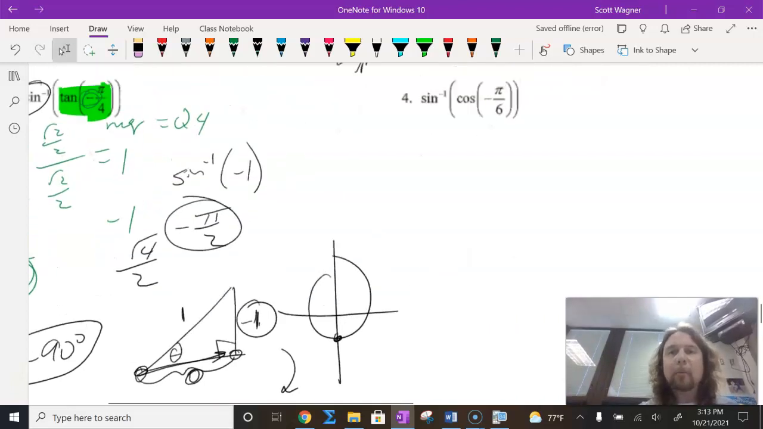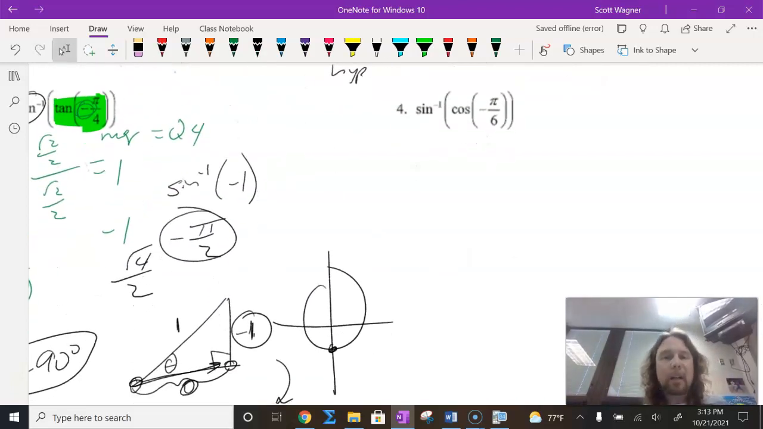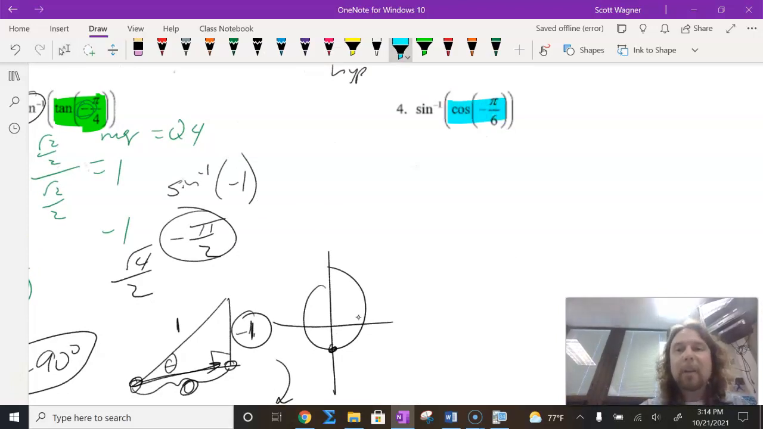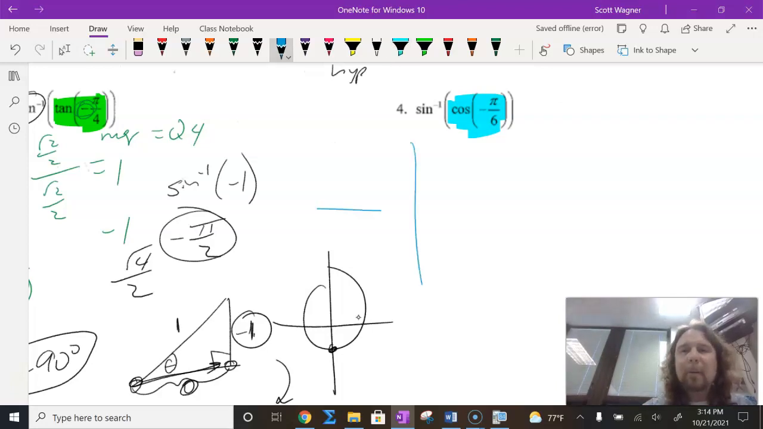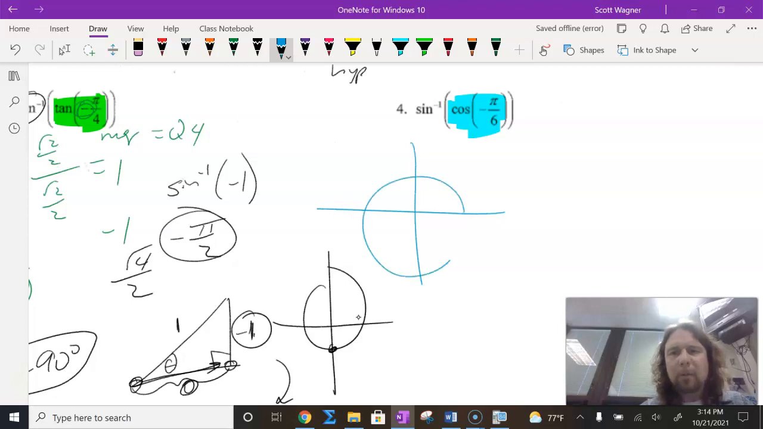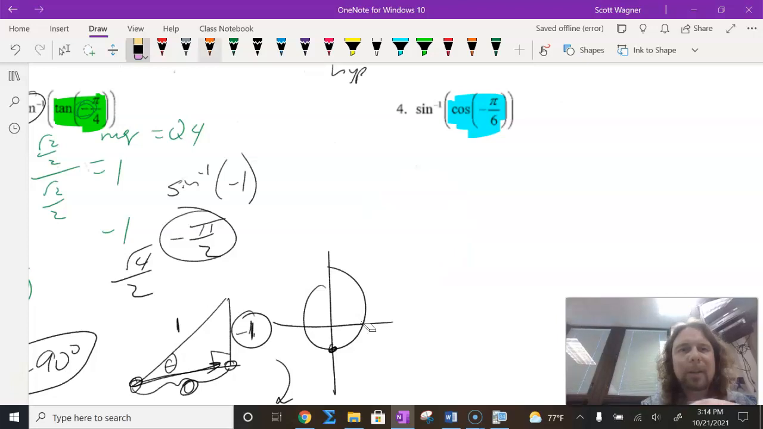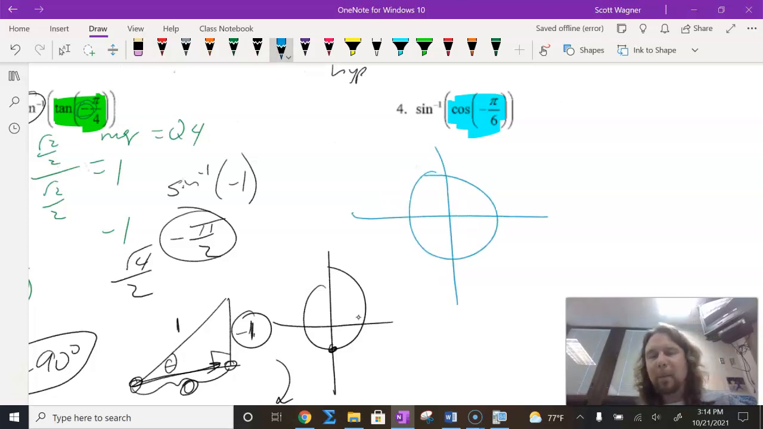All right, and finally, number 4, I've got the inverse sine of the cosine of negative pi over 6. So I'm trying to figure out the cosine of negative pi over 6. If I think about where negative pi over 6 is on the unit circle, that's a really bad unit circle. I could do a better job than that. I apologize. Let's start all over. How about that? Okay, that's much better.